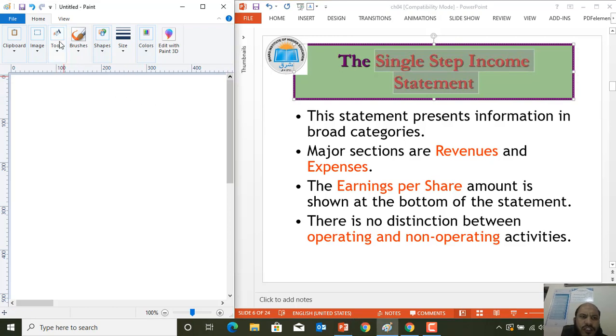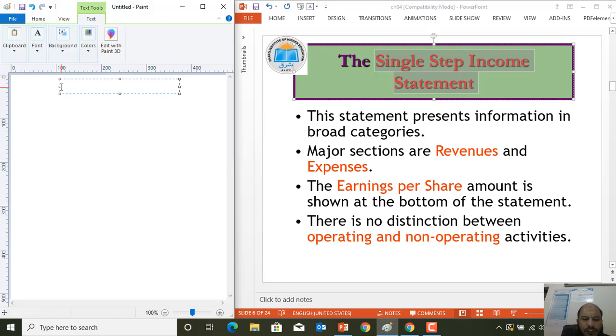Before going towards the single step income statement, let's get to know about the preliminary things that we should consider while preparing the income statement. First of all, you should write down the name of the company. For example, I will write down over here ComAir Corporation. ComAir is a company. So this is ComAir, and what we are preparing is the income statement.